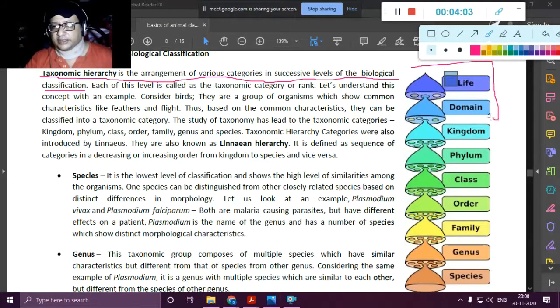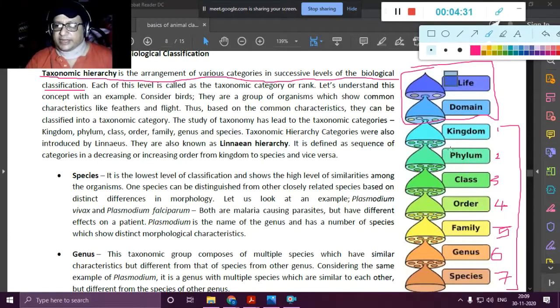Essentially you don't study too much about these top two levels. So these 7 hierarchy, that is kingdom, phylum, class, order, family, genus and species, they are the 7 main hierarchy. You can divide them into sub kingdom, you can divide them into sub phylum, you can divide the class into subclass. You can do it, but the 7 main steps are these 7 below the kingdom.